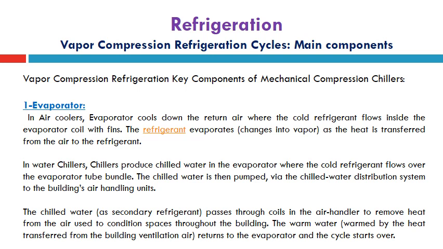The chilled water is then pumped via the chilled water distribution system to the building air handling units. The chilled water as a secondary refrigerant passes through the coils in the air handlers to remove heat from air used to condition space throughout the building. The warm water or returned water transferred from the building ventilation air returns to the evaporator and the cycle starts over.